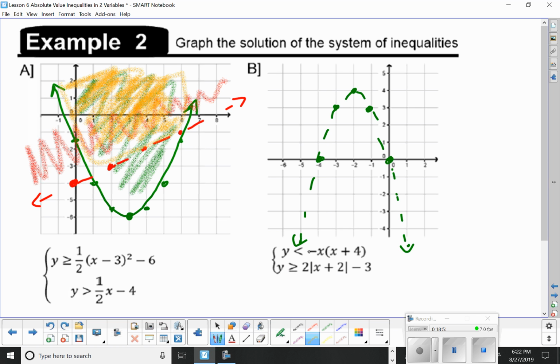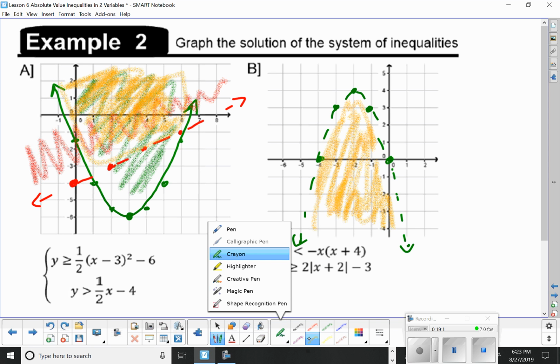Now I need to shade. Y is less than. Where are the y's less? The y's are less when I am below the curve. So here's my shading area. Oops, didn't change the color, so we'll just leave that as yellow.